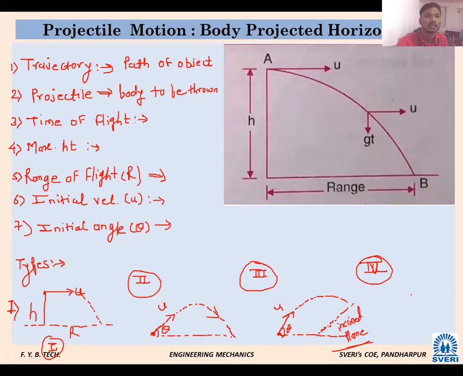The fourth one is what? Here it is similar to the first one. The object is raised to a certain height, and thereafter from here the object is thrown with a certain velocity u, which is again inclined to the horizontal.